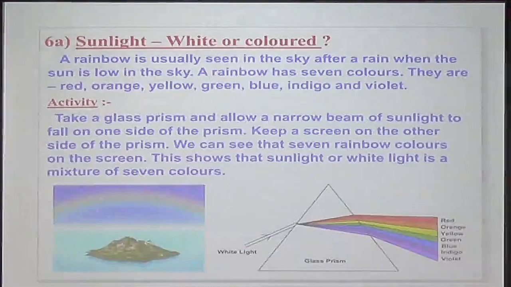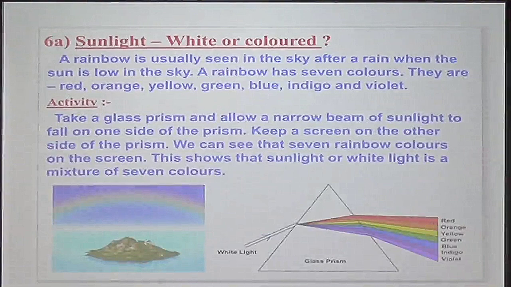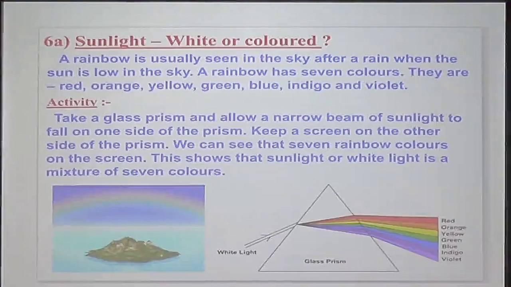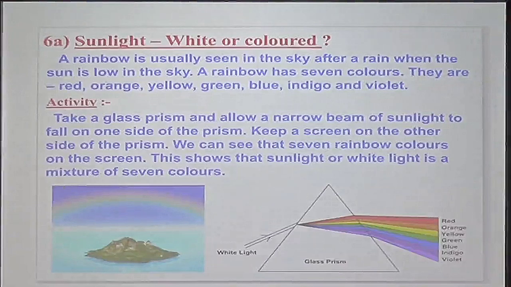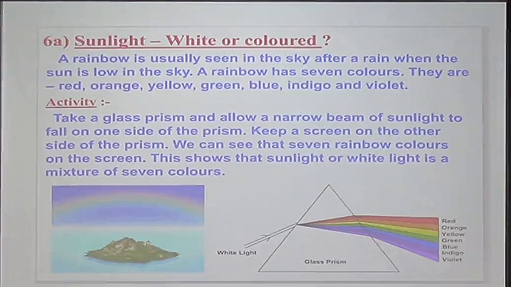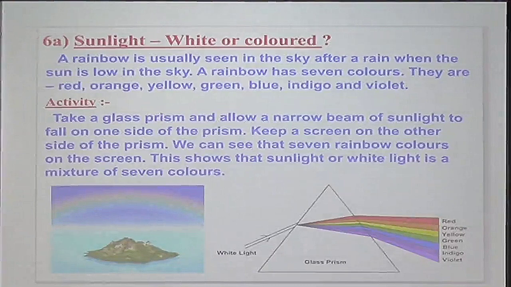Now, the last topic of our chapter is sunlight. Sunlight is a white light which is made up of 7 colors. To know this, we have done an activity. We take a glass prism and we pass white light through the glass prism. And we see that the white light is scattered or split into 7 colors, which is also known as dispersion of light. As we have seen, reflection is one of the phenomena of light, and the second phenomenon is dispersion of light.